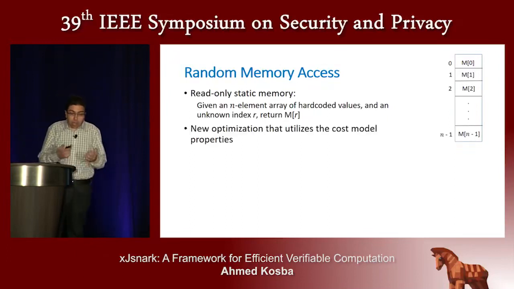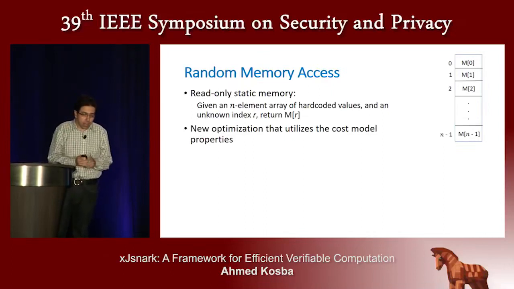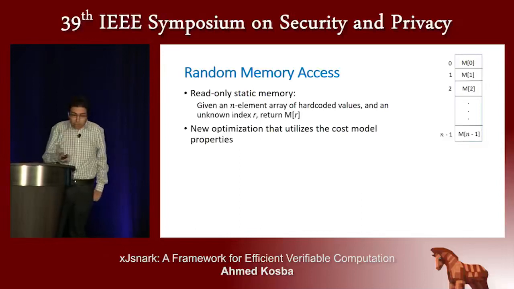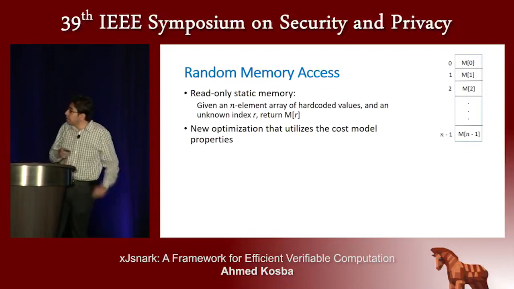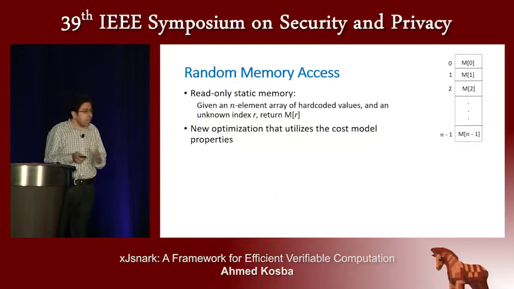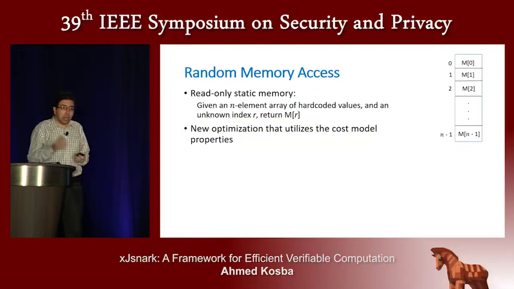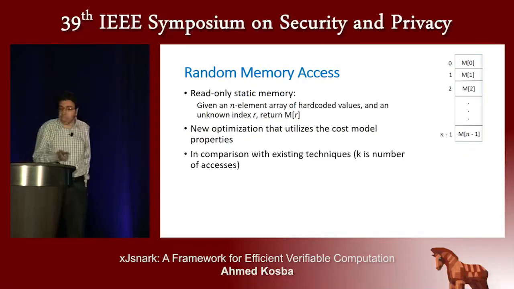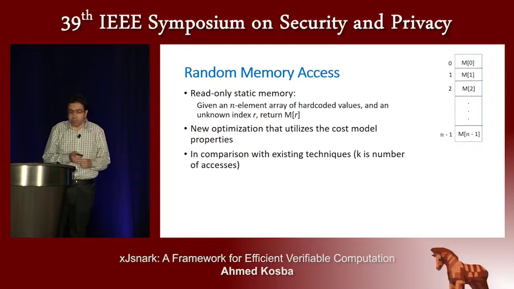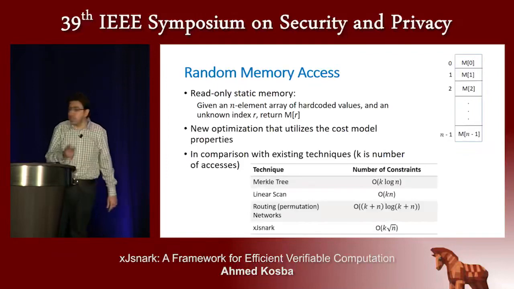And in the paper, we describe a new optimization that is specific to the cost model of the QEB-based xJsnarks. Mainly, it relies on the fact that multiplication by constants is cheap, and also it relies on non-determinism. It's based on partitioning this array into square root of n partitions, where we construct a linear system offline for every partition, and then in the circuit, we just check membership by checking whether the solution provided by the prover belongs to one of these square root of n linear systems.